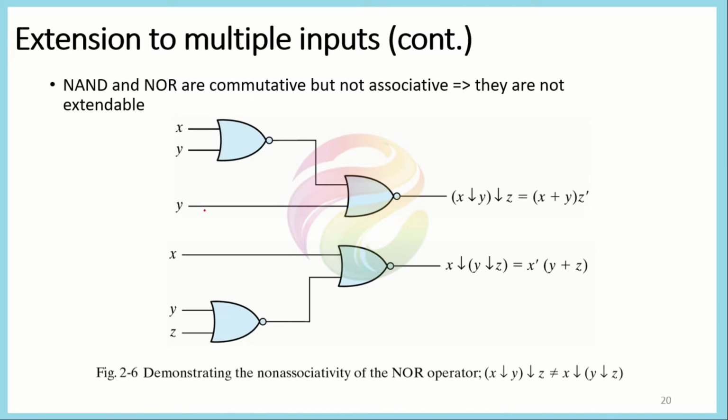If you look, this is the example of the NOR gate. If you first perform the NOR on X and Y and then perform the NOR of the resultant with Z, you get this equation. This is the symbol for the NOR. But if you first perform the NOR operation on Y, Z, and then with the X, you will get this result. You can see that both sides are not equal. So it means that it does not obey the associative law. And the same is the case for the NAND too. So it means that in a direct way, we cannot extend these NAND or NOR gates into the multiple input system.